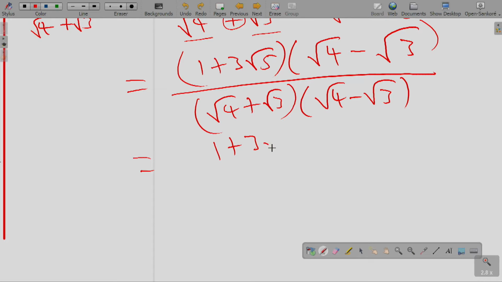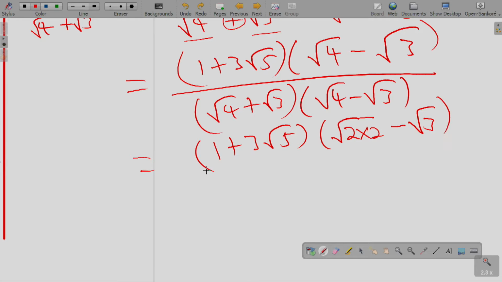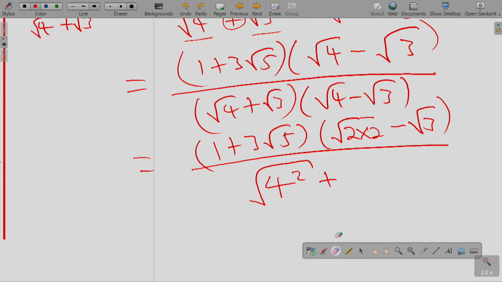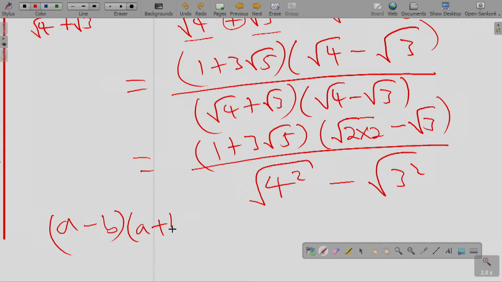So here we have 1 plus 3 square root of 5 times square root of 4, which is equal to 2 times 2, minus square root of 3 over square root of 4 squared minus square root of 3 squared. We apply the difference of two squares like this. If we have two terms, here a negative and here a positive sign, their product becomes a squared minus b squared. So like this one.